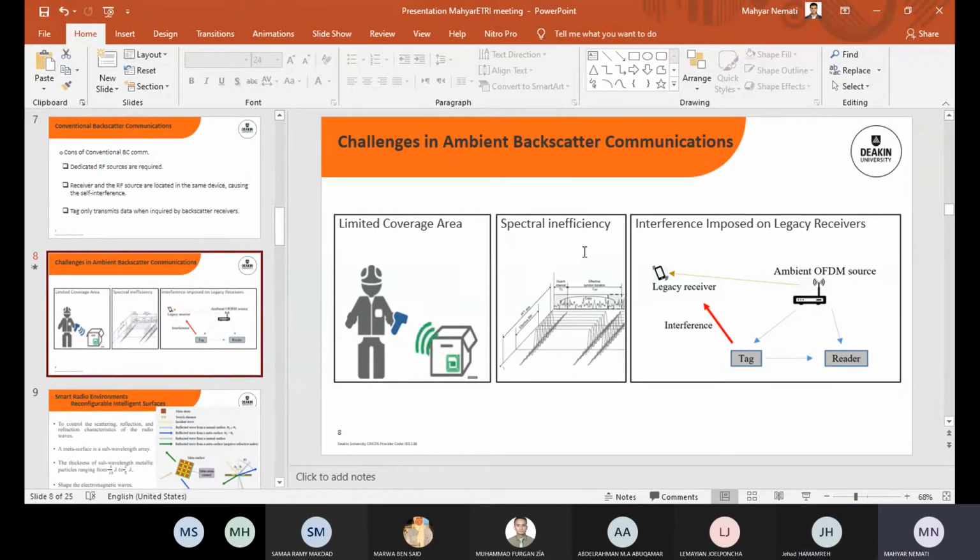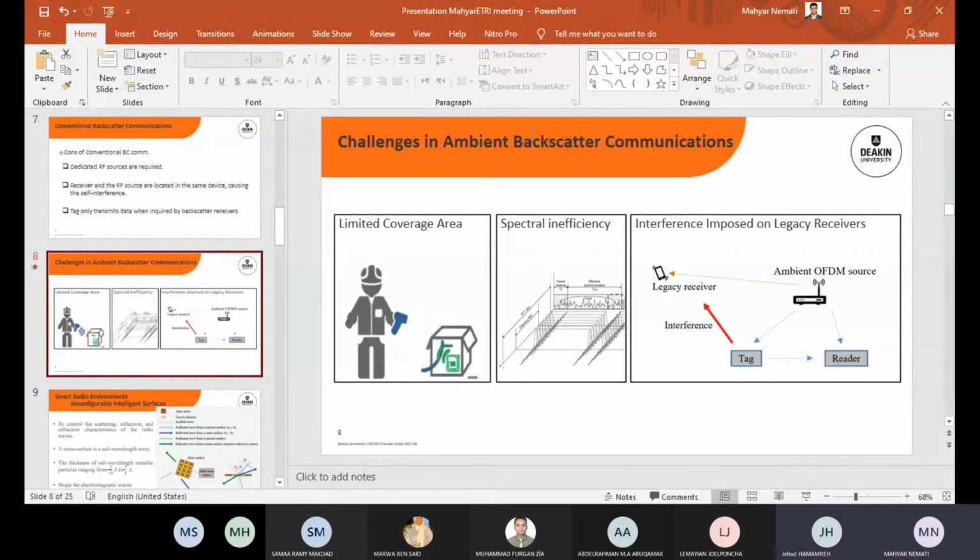And the third problem, which is specific to ambient backscatter communication, is the interference that it may cause for the legacy receiver. Because the tag and reader communicate with each other on the same frequency used by the ambient or legacy receiver, it may cause some interference for the legacy receiver if the legacy receiver is close to the tag.